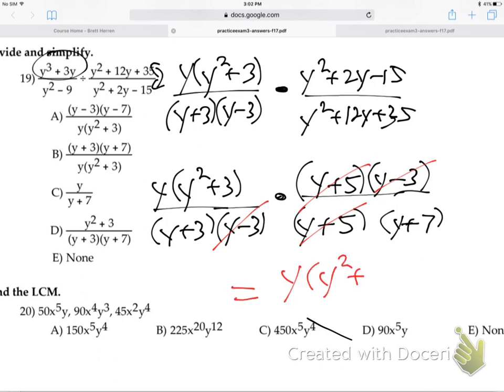So we're left on the top with y times y squared plus 3 over y plus 3, y plus 7. We can't cancel these, y squared plus 3 with the y plus 3. They're different. So that's just it. It's not one of those answers. Is that none of the above? None of the above.